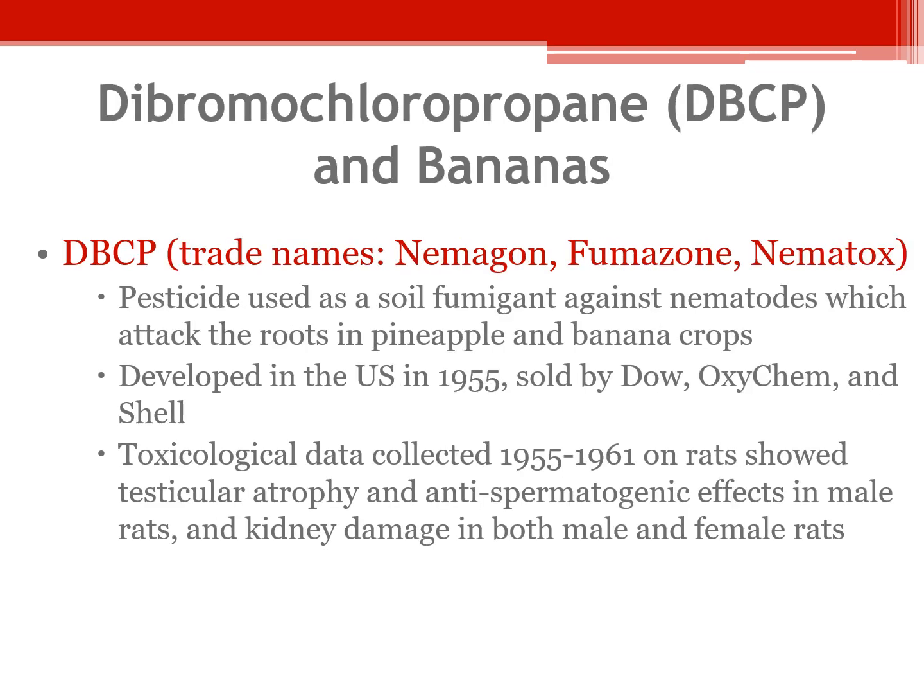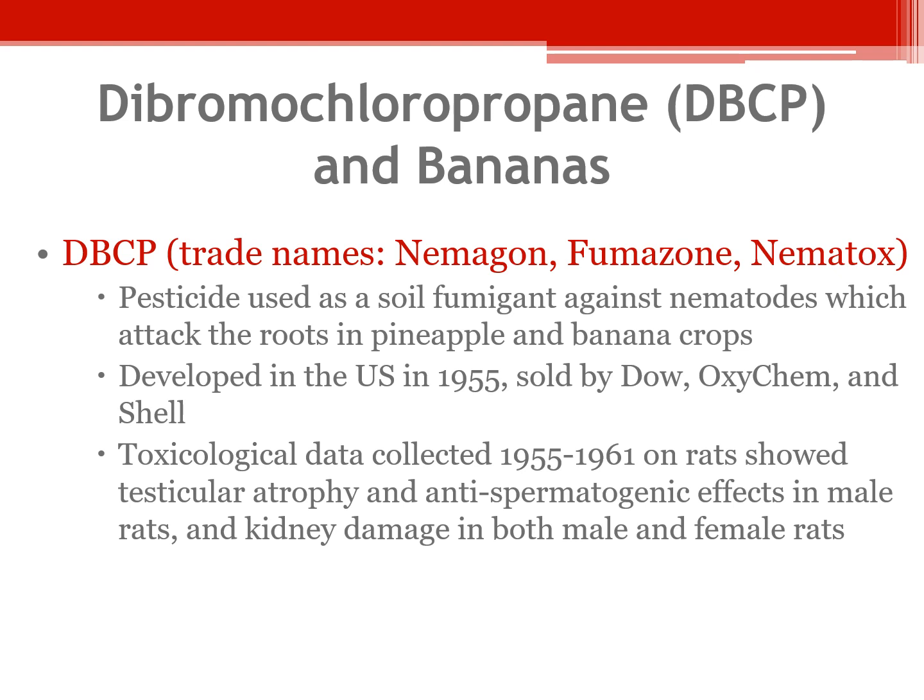The history of bananas in the 20th century also includes a chapter involving chemical exposures leading to severe injuries. And for that, we turn to dibromochloropropane, or DBCP. This was a pesticide developed in the United States in the mid-20th century, specifically in 1955. It was used as a soil fumigant against nematodes, which, if left unkilled, would attack the roots in pineapple and banana crops and possibly lead to catastrophic failure of the crops. It was invented in the United States in 1955 and then went to market and was sold by 3 different companies, Dow, OxyChem, and Shell.